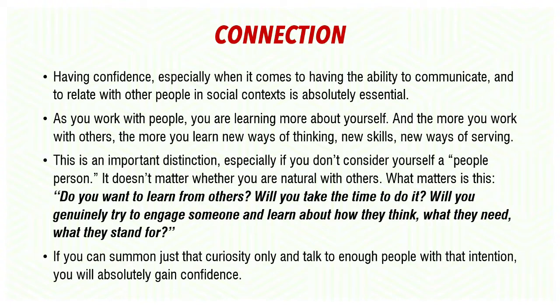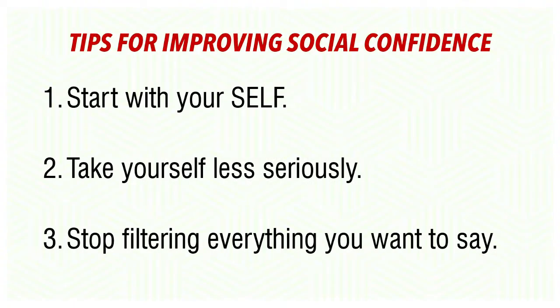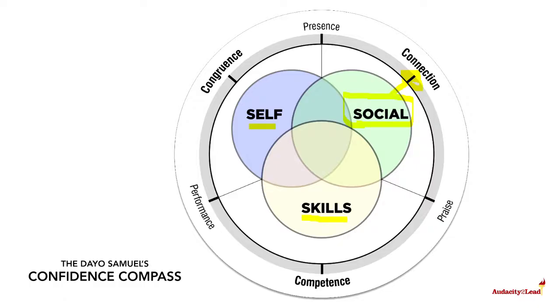Now, there are three tips that I'm going to share with you for improving social confidence. The first is to start with yourself. You remember the confidence compass that I just shared with you? If you have to develop true confidence, it starts with self, then it goes to your skills, then it goes to social. So self is at the bottom, the foundation of all confidence. This self here majorly refers to congruence, the congruence you have with yourself.